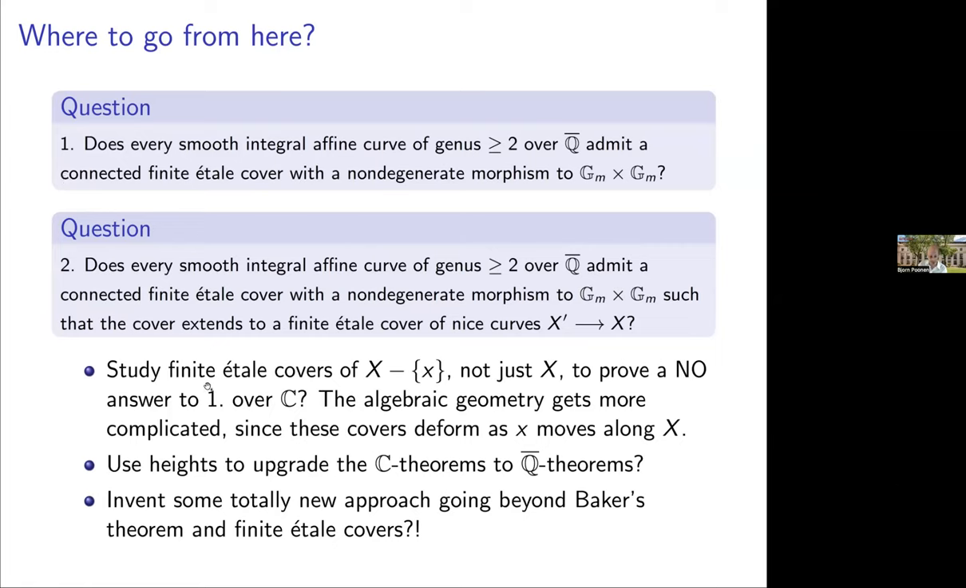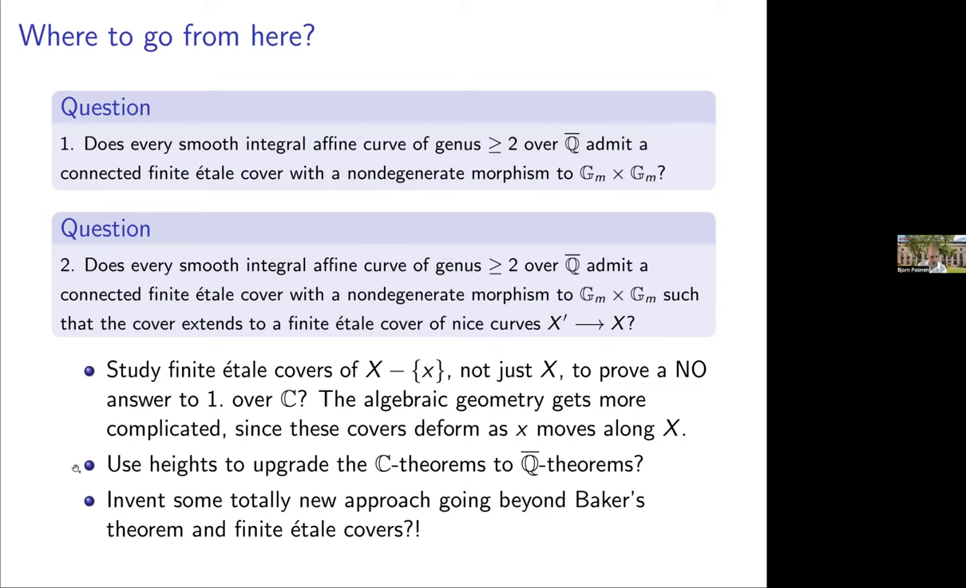But the Lang-Weil theorem is not going to be enough, because now we're not just looking at one curve. As we move X around in the punctured curve, the finite étale covers will actually deform, because as little x moves, the branch locus of the cover is moving in the curve. So the finite étale cover is deforming as well. Maybe there's some way to use deformation theory or something, but I'm trying to work that out. I don't know if we'll be able to do that. Okay, so that's one possible further direction for this.